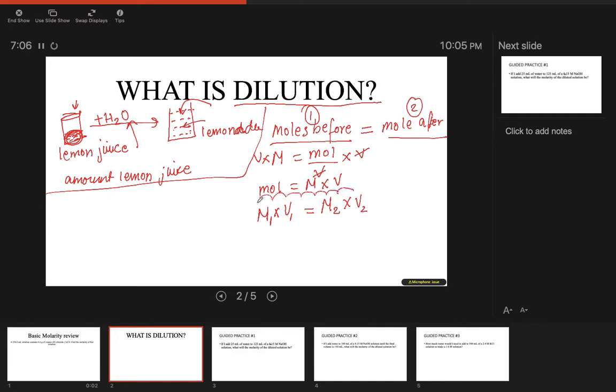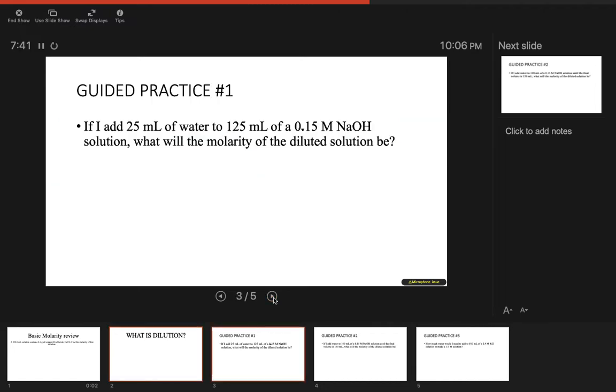This equation right here is also given in your reference sheet, which everybody should have by now. This is the formula we're going to use when we have problems of dilution. This is just like gas laws. Remember P1 V1 equals P2 V2? Looks similar, huh? Okay, all right, moving on. I'm going to do guided practice problems. Guided practice number 1.